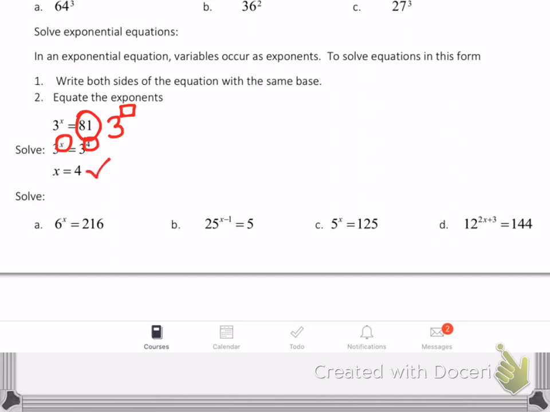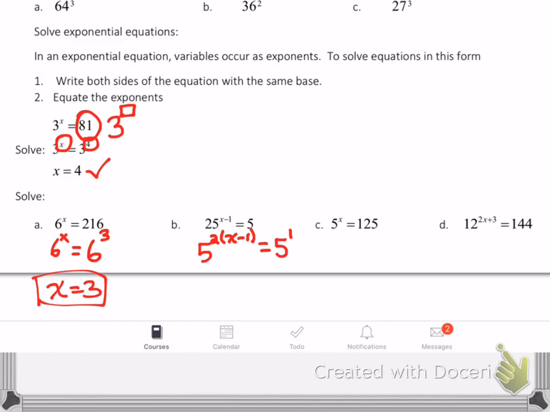So let's try letter A. You have 6 raised to the x power is equal to 216. If you change 216 to 6 raised to something, that actually turns out to be 3. And so 6 raised to the 3rd power is equal to 6 raised to the x power. My x is equal to 3. Why don't you try setting up letter B?